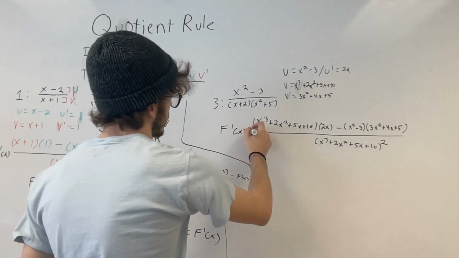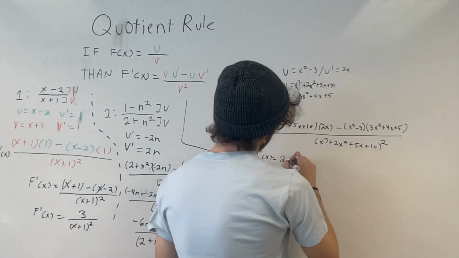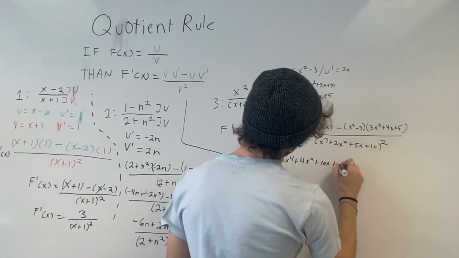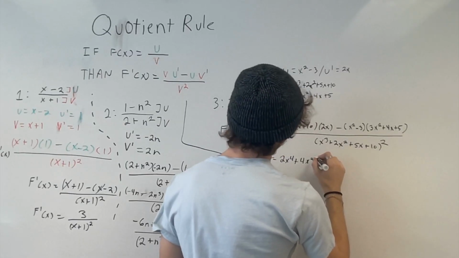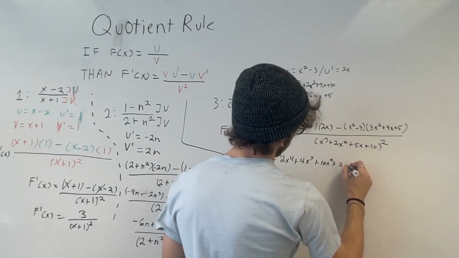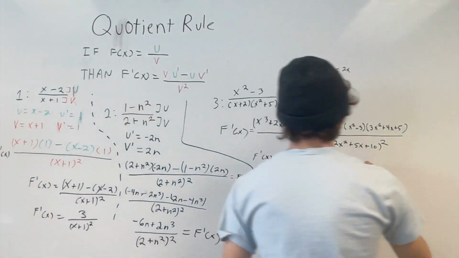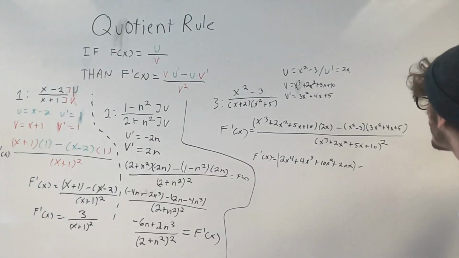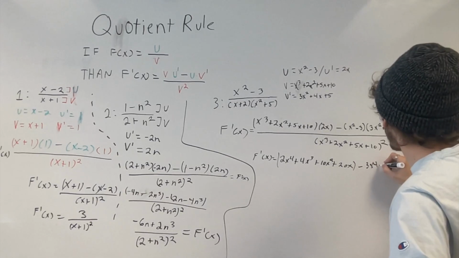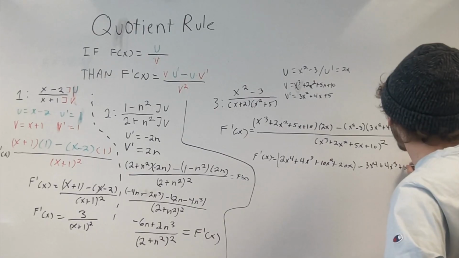Okay, so we're going to say that f prime of x here is equal to, and we're going to have to distribute this, so 2x to the fourth plus 4x squared plus 10x plus 20x squared, should be 4x to the third, plus 20x. Oh, this is rough. Okay, so we have to FOIL it, dear God. 3x to the fourth plus 4x to the third plus 5x squared.